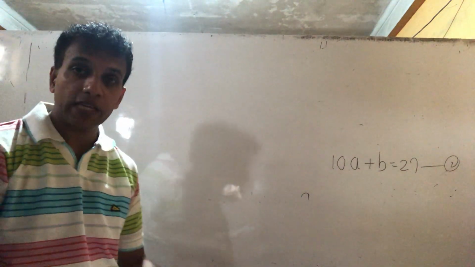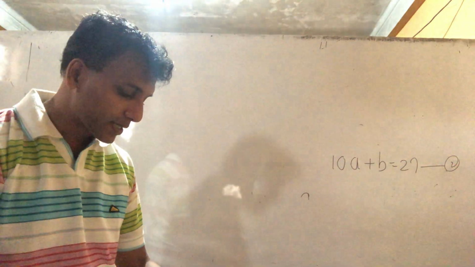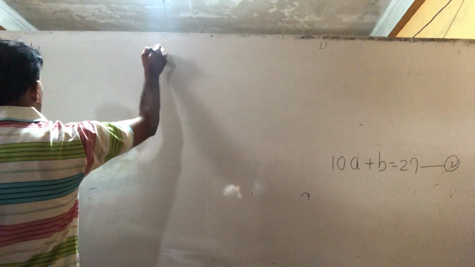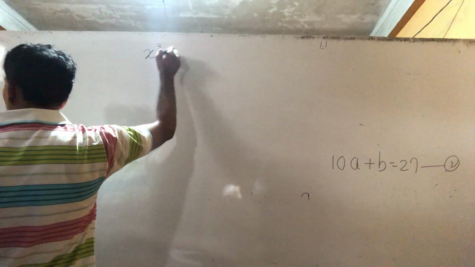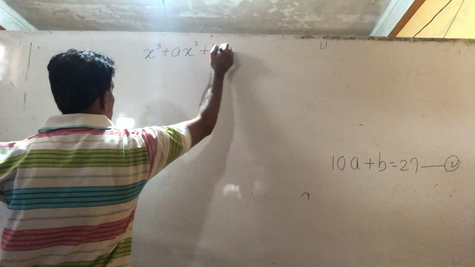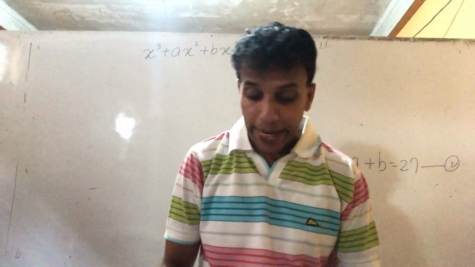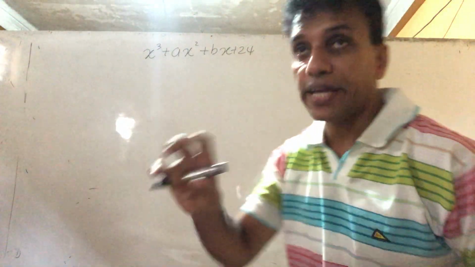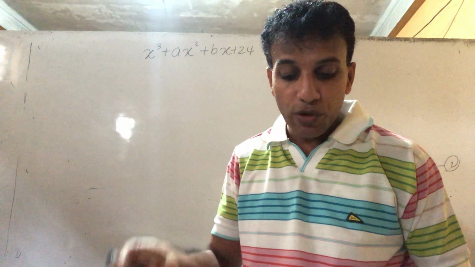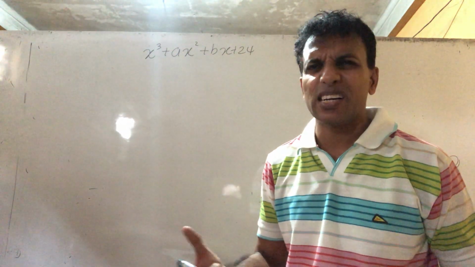Next question number 19, problem 19. The expression x cube plus ax square plus bx plus 24 is exactly divisible by x plus 4, one data. Perfectly divisible by x plus 4. When divided by x minus 2, the remainder is 36, another data. So very clear information for us.